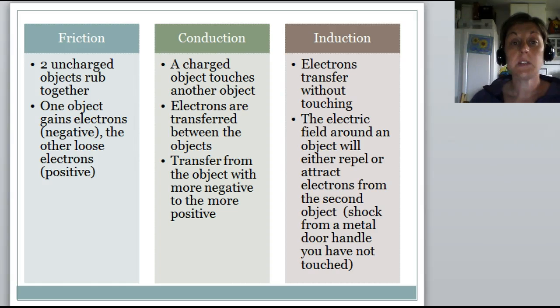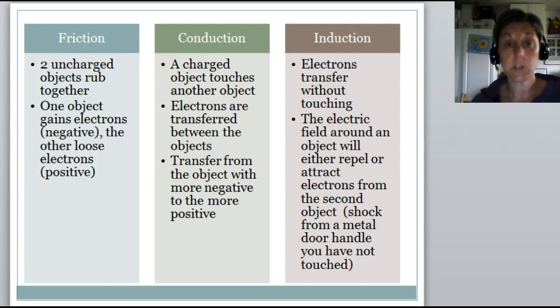Static electricity is then discharged two ways. One way is through conduction, and conduction is when there's contact between two objects. You have a charged object that will touch another object. Those electrons are then transferred between the objects, and it's usually like a shock that you get. The transfer happens from the object with more electrons to the more positive object. Conduction is direct contact.